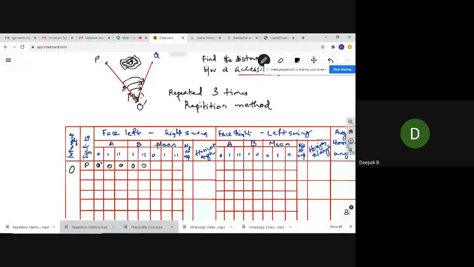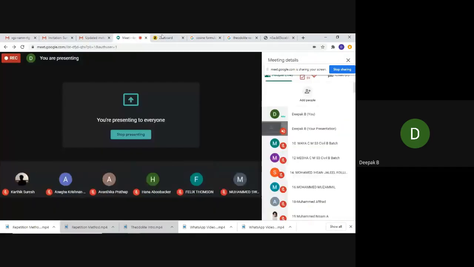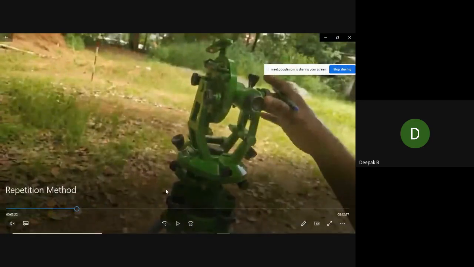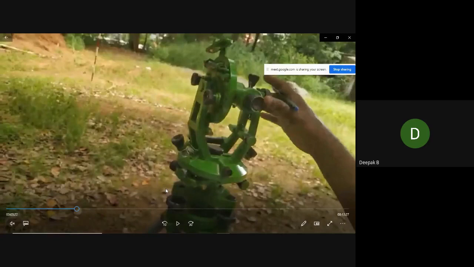Okay, and when you are writing the next part, that is the mean reading. Mean reading will also be 0 degree, 0 minute, 0 seconds. So this much part is complete. This is not a reading we took. We had fixed this as 0 degree and then look to the point P. Is there any lack of clarity in this? Please clarify if you have doubts.